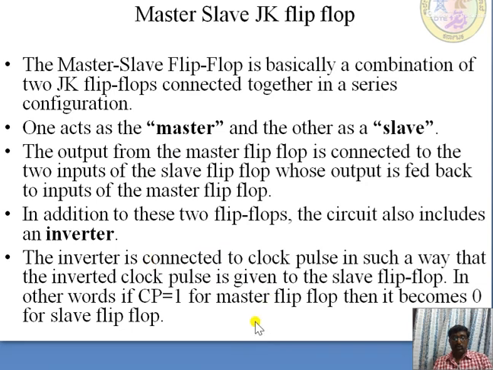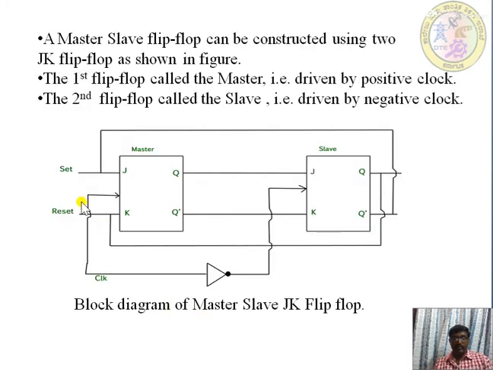The inverter is connected to the clock pulse in such a way that the inverted clock pulse is given to the slave flip-flop. In other words, if clock pulse is equal to 1, the master flip-flop is on, and then it becomes 0 for the slave flip-flop. So when clock is equal to 1, the master flip-flop will be on, and the slave flip-flop will be in an off state. When clock is equal to 0, the master flip-flop will be in off state. So clock will be 0, which means the slave is on. So whatever the master output is there, that will be acting for the slave.